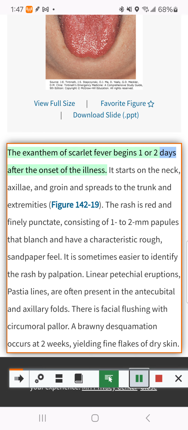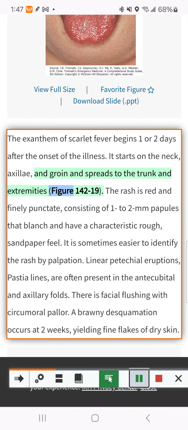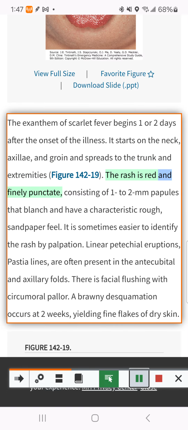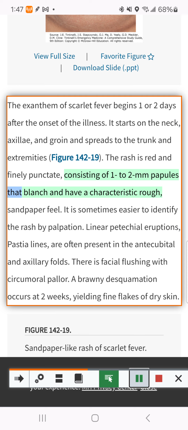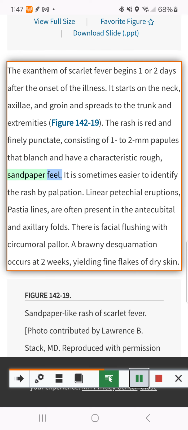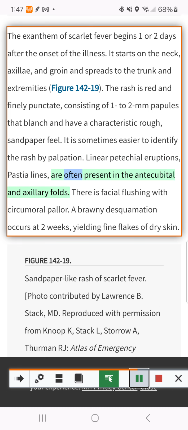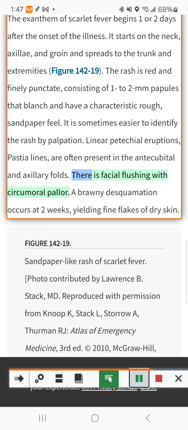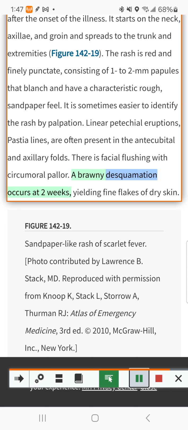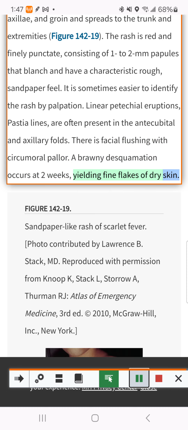The exanthem of scarlet fever begins 1 or 2 days after the onset of the illness. It starts on the neck, axillae, and groin and spreads to the trunk and extremities. Figure 142-19. The rash is red and finely punctate, consisting of 1 to 2 mm papules that blanch and have a characteristic rough, sandpaper feel. It is sometimes easier to identify the rash by palpation. Linear petechial eruptions, Pastia lines, are often present in the antecubital and axillary folds. There is facial flushing with circumoral pallor. A brawny desquamation occurs at 2 weeks, yielding fine flakes of dry skin.